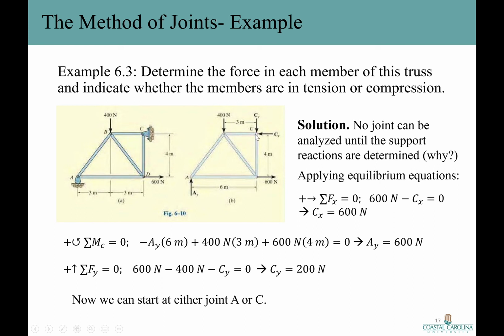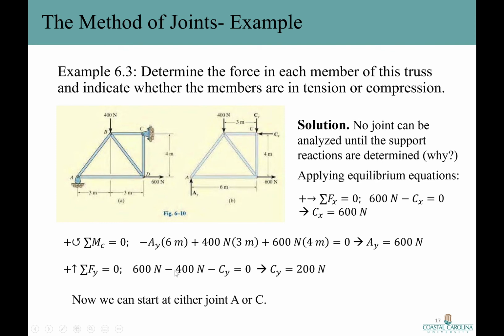I'm going to solve moments about point C. Using your right hand rule, I have a clockwise moment that A sub y is making, so minus A sub y times 6 meter. Plus, again using your right hand rule, the 400 Newton force is making a counterclockwise moment, so it's positive: 400 Newton times 3 meter. Plus the 600 force, again counterclockwise, so it's positive: plus 600 Newton times 4 meter, equals 0. Solving this equation for A sub y, it happens to be 600 Newton.